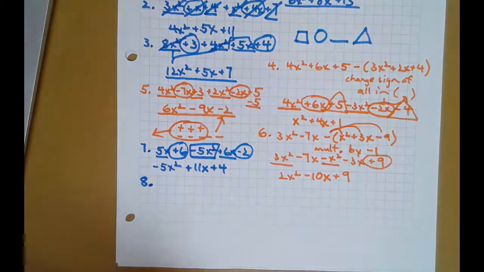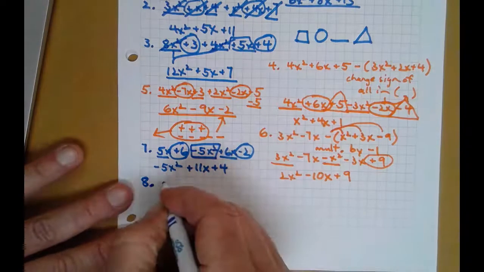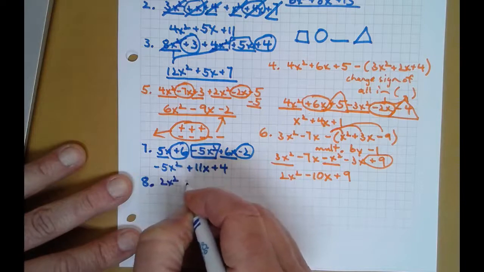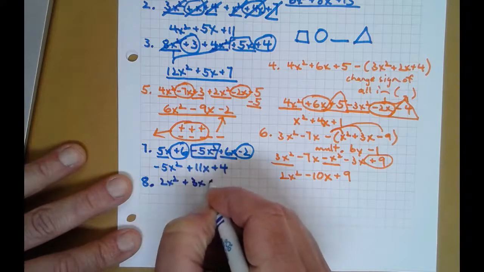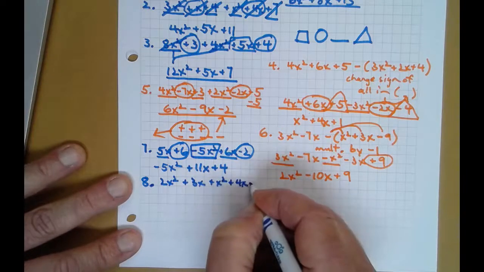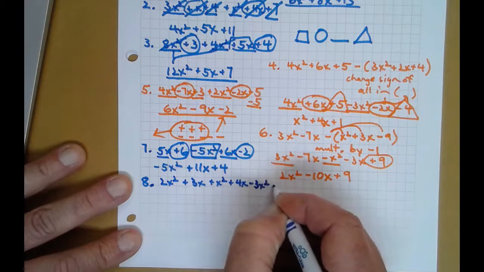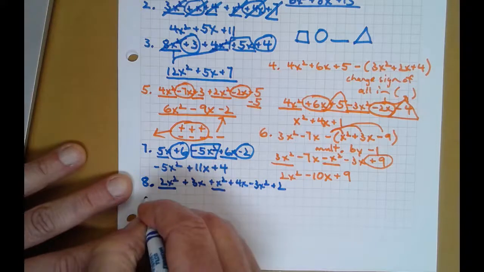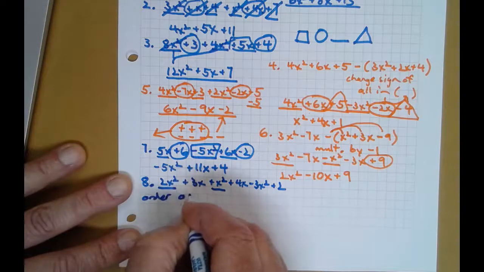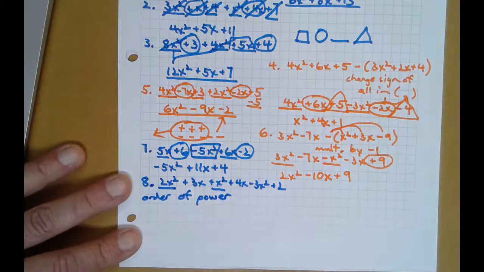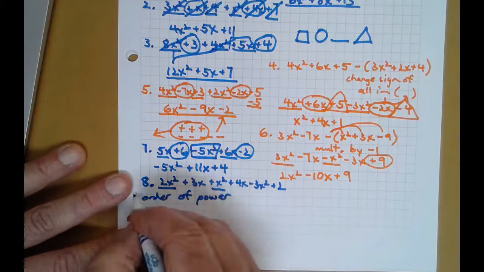Number 8. There are no parentheses. It's so cool. I'll rewrite it just so it makes the cut on the video. 3x plus x squared plus 4x. Uh-oh. Big. Plus 2. X squared terms. We're going in, this is called order of power, by the way. We're putting the squareds first, and then the x's, which are to the power of 1, and then the numbers, which have no power, they're just the numbers. That's called order of power.